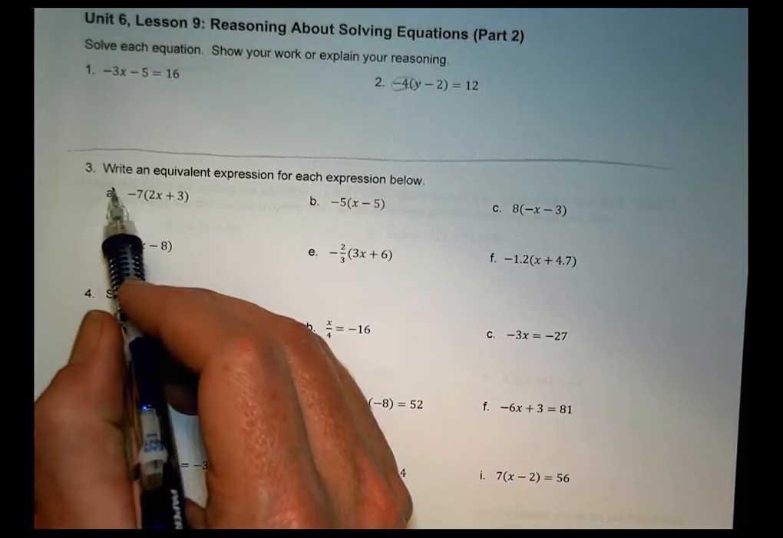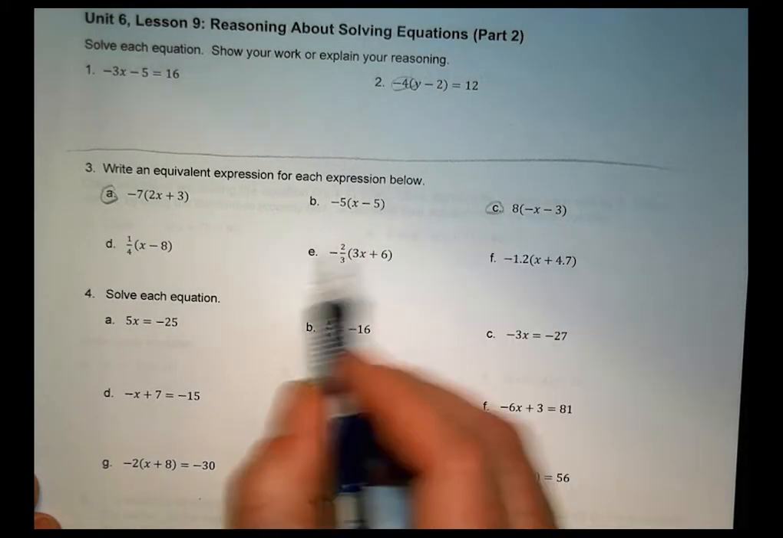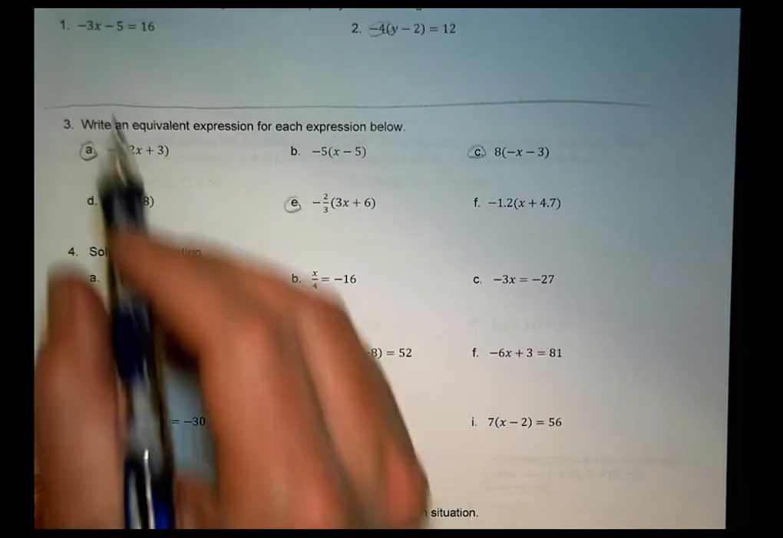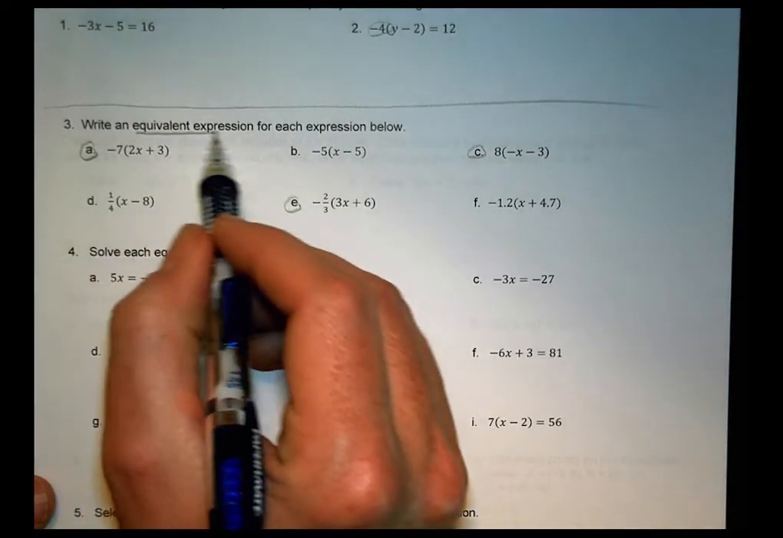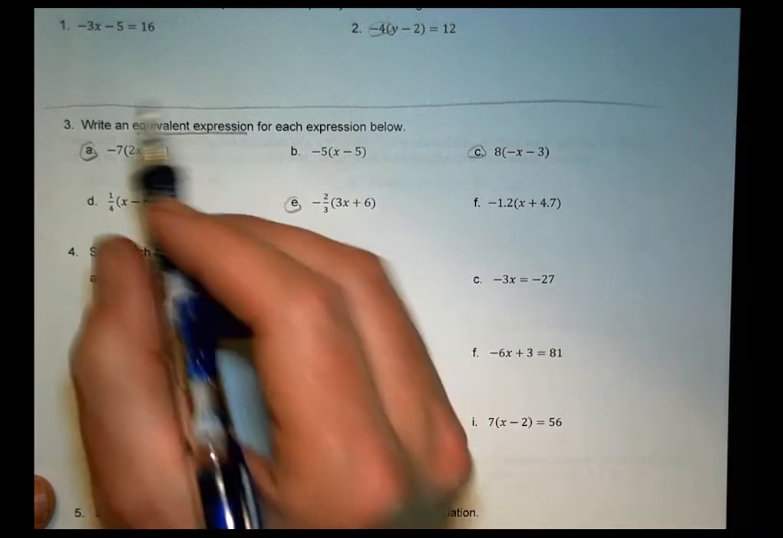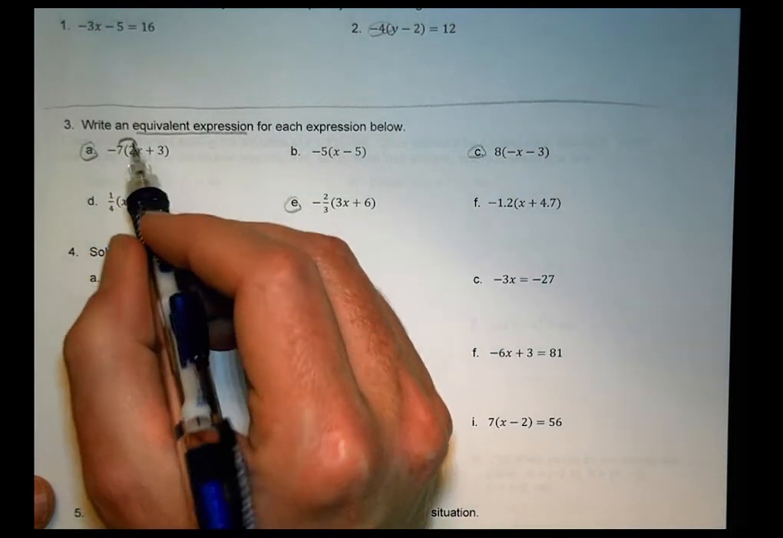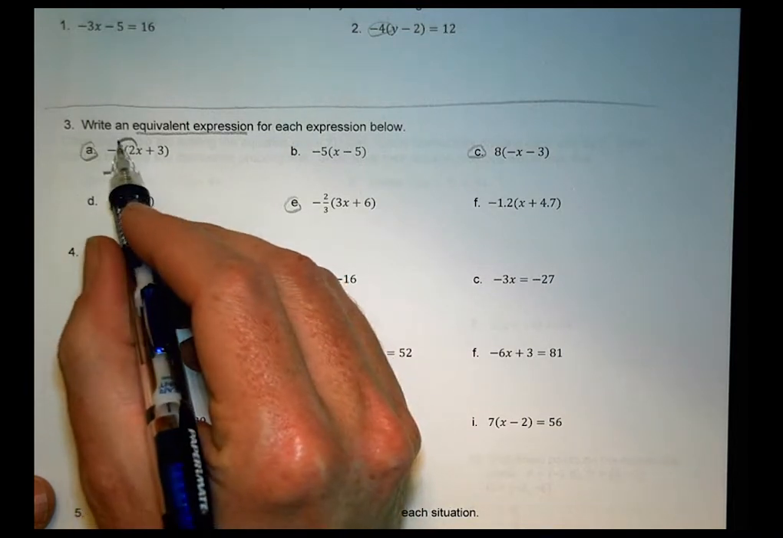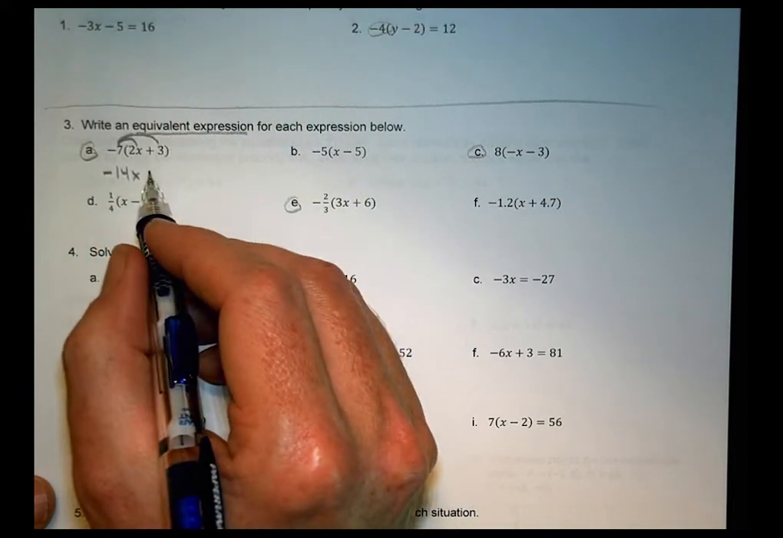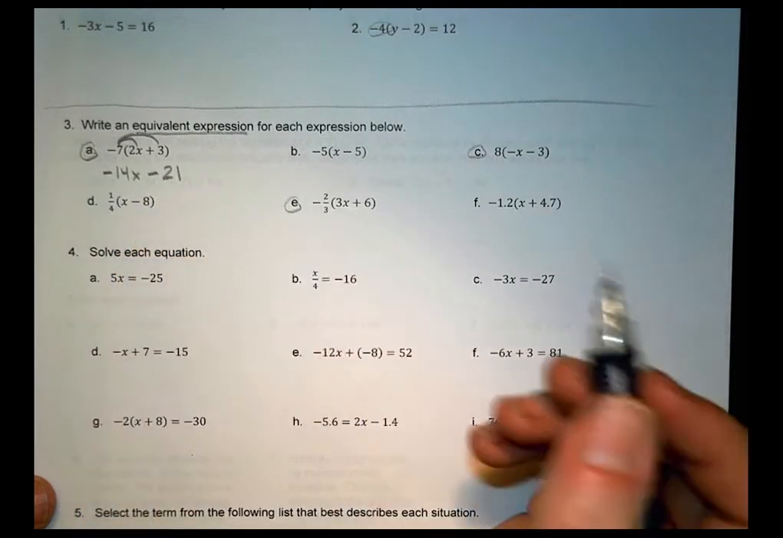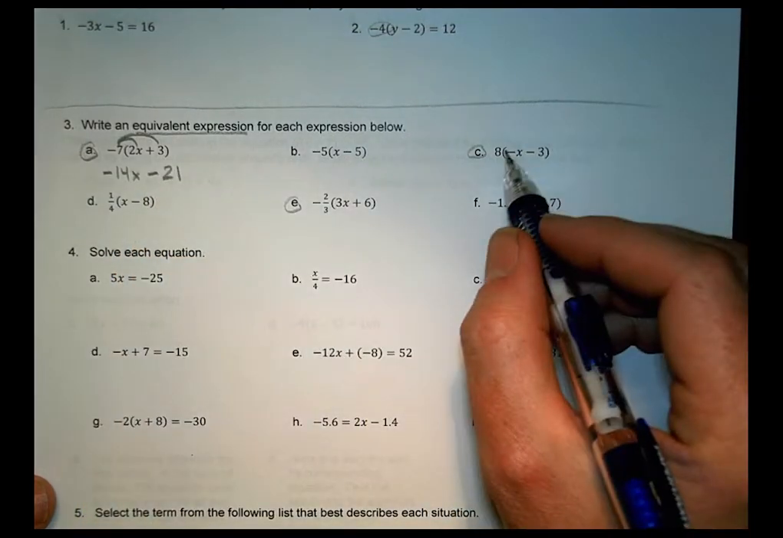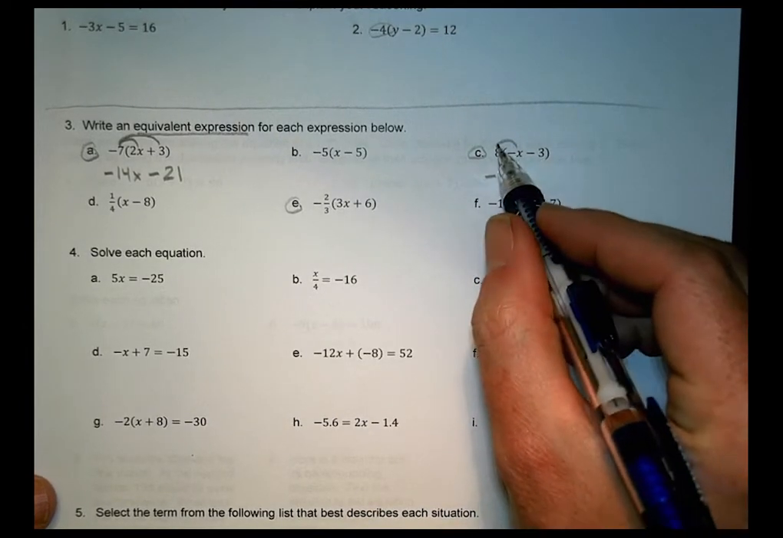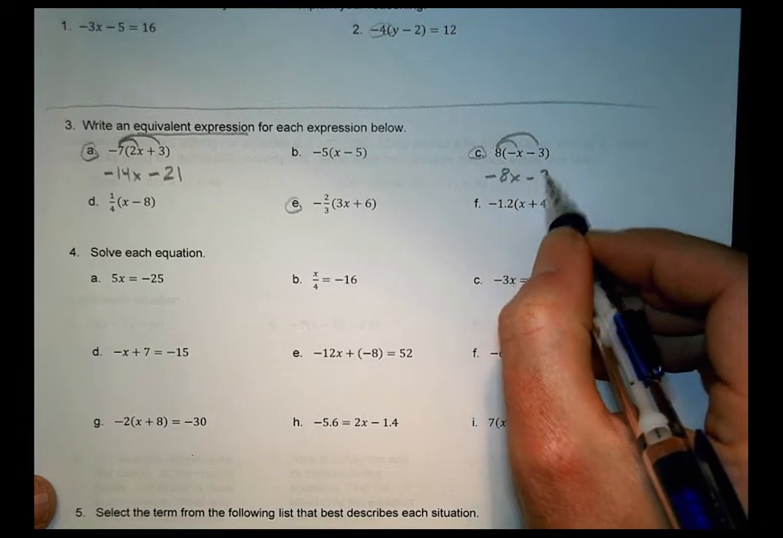In number 3, I'm going to go ahead and do A, and I'll do C, and I'm going to do E, just so you know what I'm up to there. So the first one here, we're just going to write equivalent expressions, meaning we're not solving them, we're just writing something equivalent. So I'll distribute. The -7 times 2x becomes -14x. -7 times 3 becomes a -21. Now I have an equivalent expression. For C, 8 times -x becomes -8x, and 8 times -3 becomes a -24.